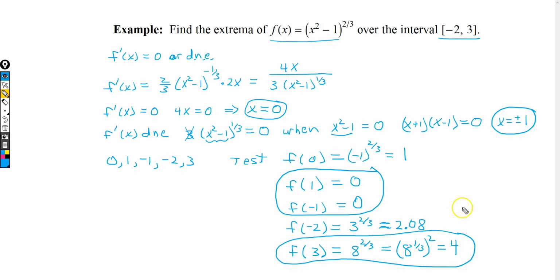And there you go. We've identified our minimum for the function to be 0 over this interval, and that occurs at -1 and 1. And our maximum is 4, and that occurs when x is equal to 3 at one of the endpoints. And graphically, what is happening here, if we look at the graph of this function up here, it looks like this. So let's verify what we've found graphically.